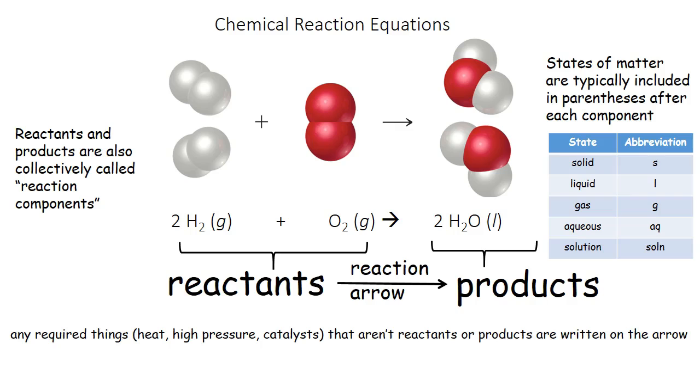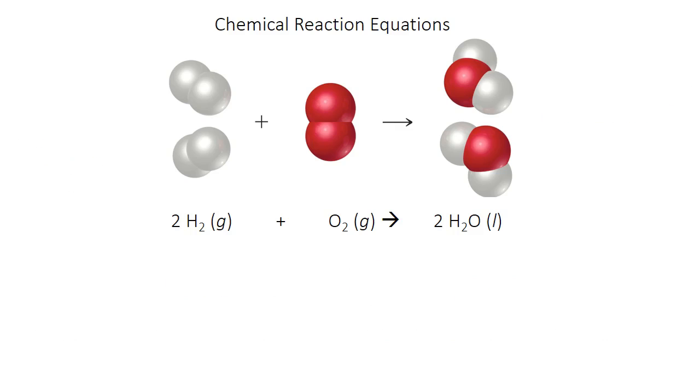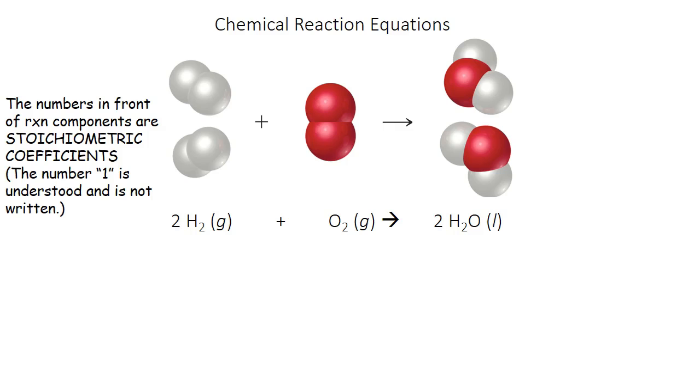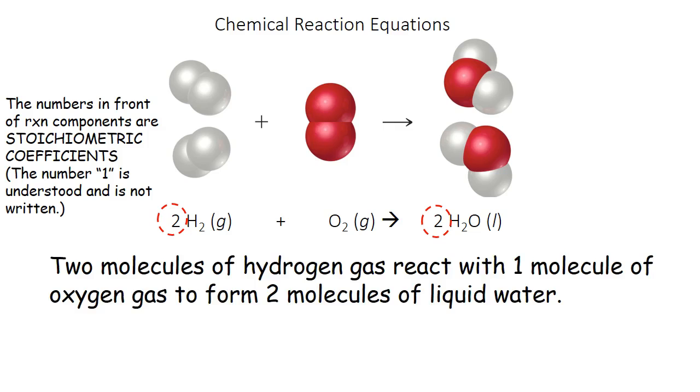Now let's move on and talk about the coefficients. The numbers in front of reaction components are stoichiometric coefficients. For example, there's a 2 in front of the hydrogen gas, and there's a 2 in front of the water molecule that's the product. There's nothing written in front of the oxygen. The number 1 is always understood, and it is not typically written in a reaction. So a way of interpreting this reaction would be to say 2 molecules of hydrogen gas react with 1 molecule of oxygen gas to form 2 molecules of liquid water. That's one interpretation of this.